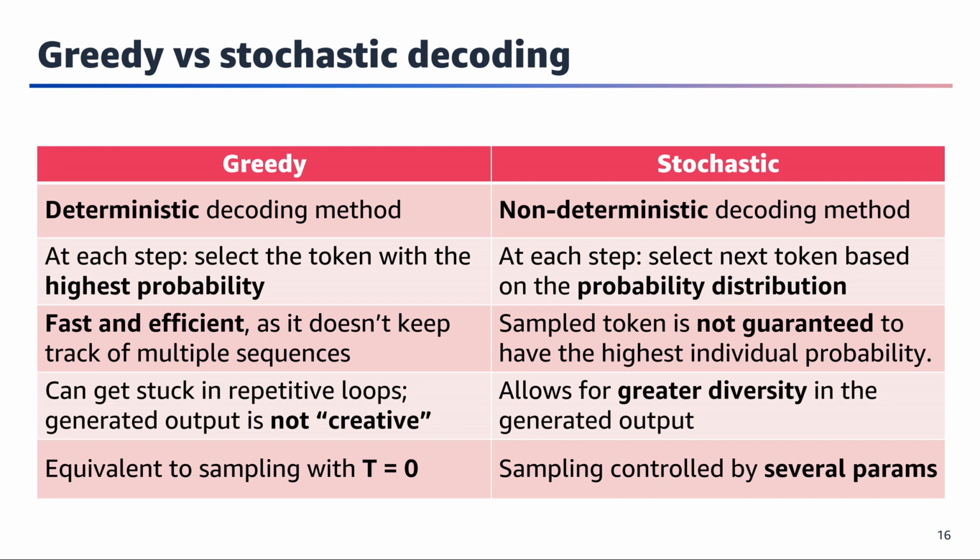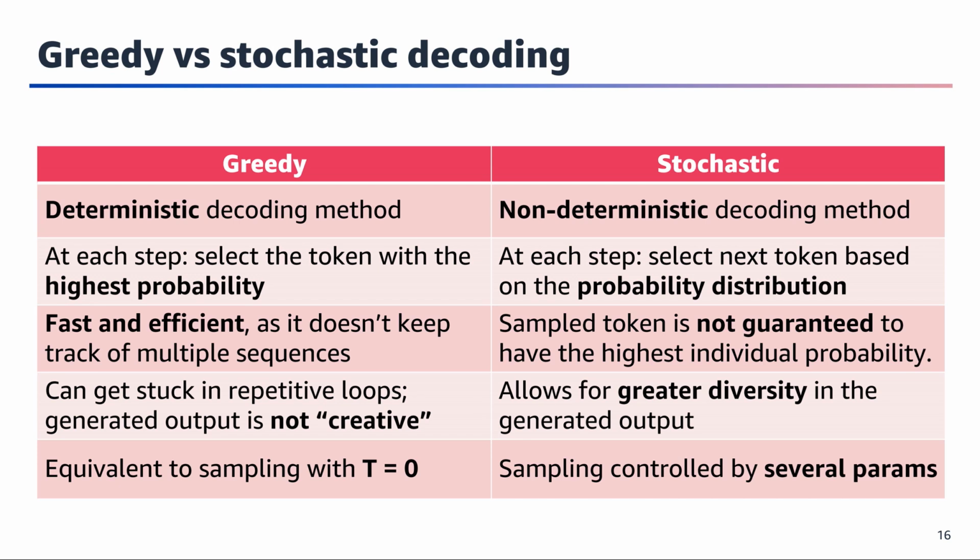Let's contrast two decoding methods used in language models: greedy decoding and stochastic decoding. Greedy decoding is a deterministic approach where at each step, the token with the highest probability is selected. This method is fast and efficient since it doesn't keep track of multiple sequences, but it can get stuck in repetitive loops, and the generated output may lack creativity. On the other hand, stochastic decoding is a non-deterministic method where the next token is selected based on the probability distribution. The sampled token is not guaranteed to have the highest individual probability, but this approach allows for greater diversity in the generated output.